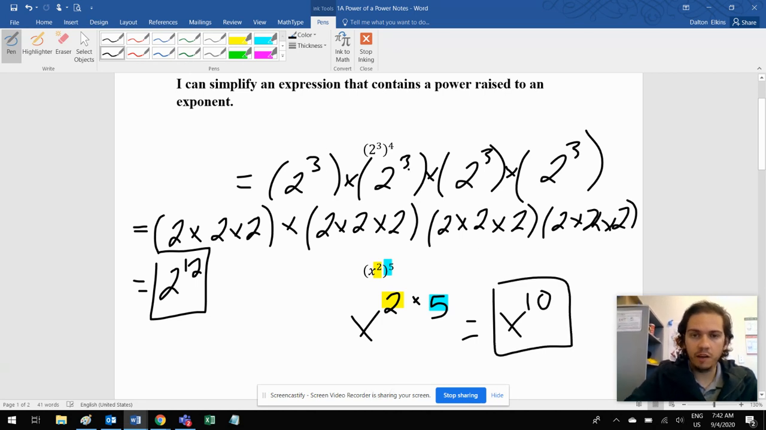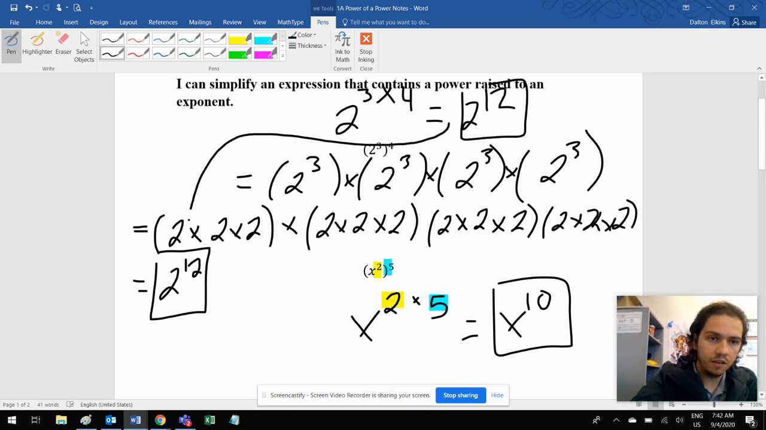And you'll notice that was the exact same thing that we did here, right? This is 2 to the power 3 times 4. 3 times 4 is 12, which is exactly what we got down here.